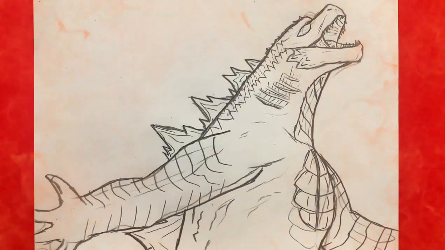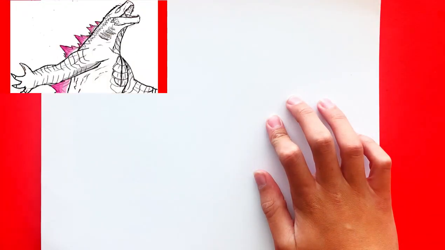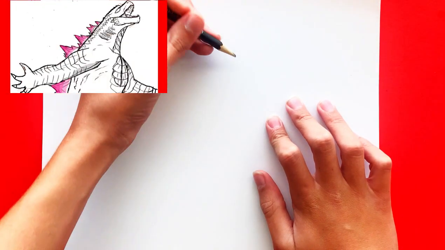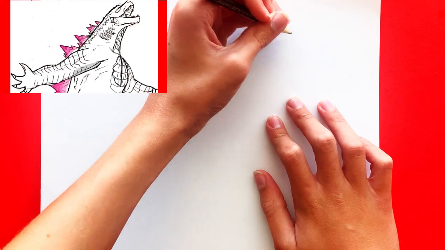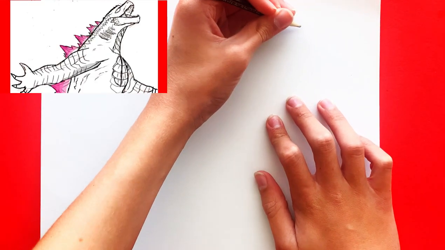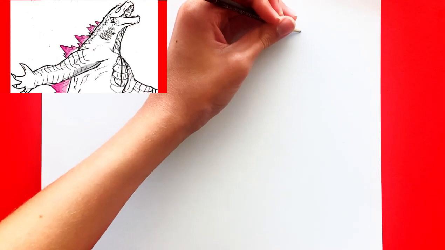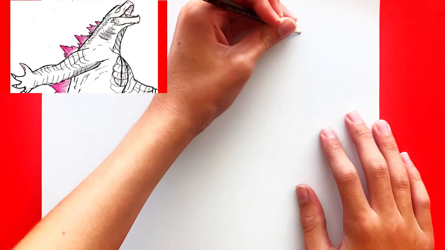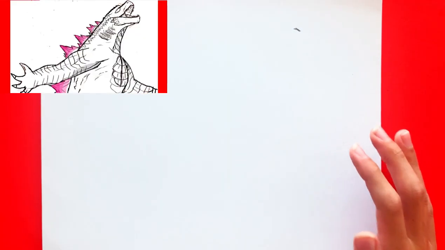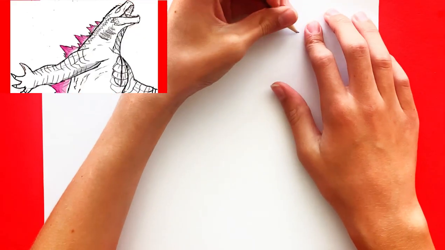Today we're going to be drawing Godzilla Evolved. Let's get started. I'm going to start with Godzilla Evolved's head. He's going to be around up here, I think. I guess we could make it right there. And so just going to make it go down.